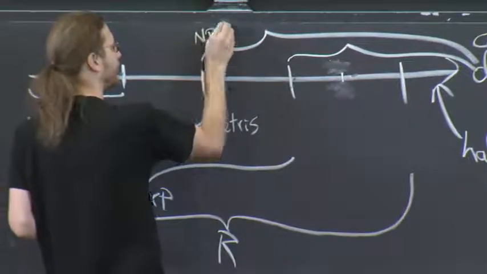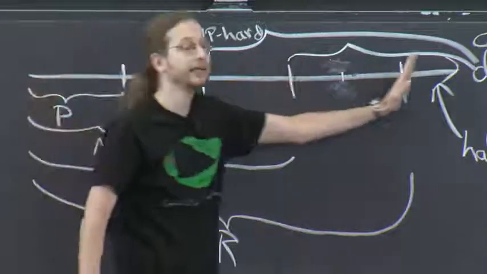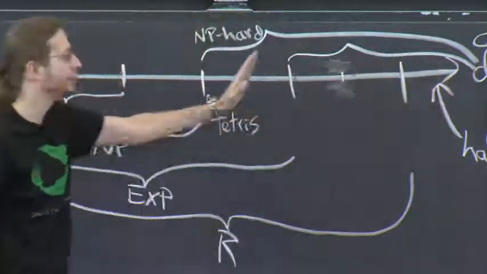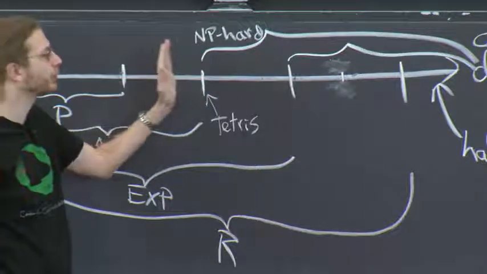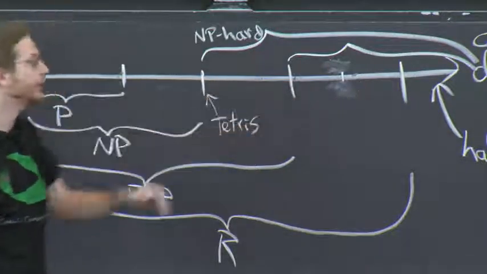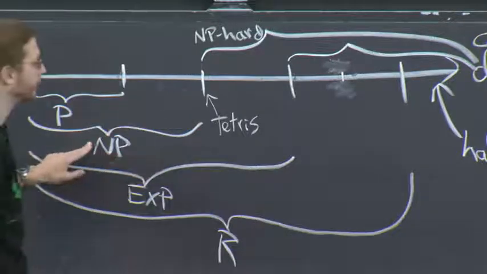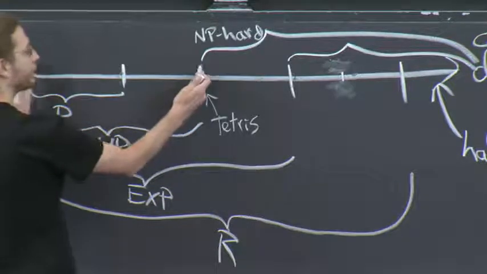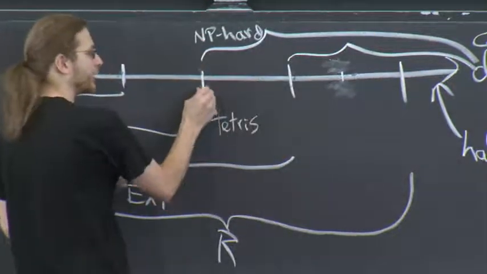This is NP hard. Everything from here to the right is NP hard. NP hard means it's at least as hard as everything in NP. That means it might be at this line, or it might be to the right. But in the case of Tetris, we know that it's in NP. We proved that a couple of times. And so we know that Tetris is also in this range. And so if it's in this range and in this range, it's got to be right here.